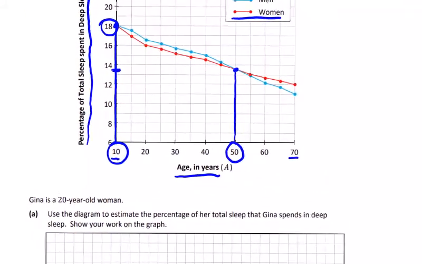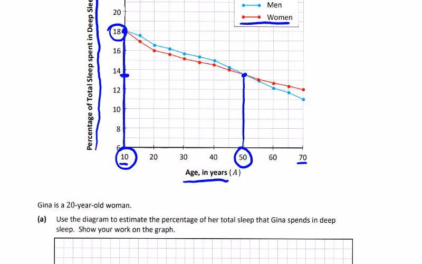Use the diagram to estimate the percentage of total sleep Gina spends in deep sleep when she's 20 years old. Just go up from 20, and you can see it's directly across from 16, so 16% here.